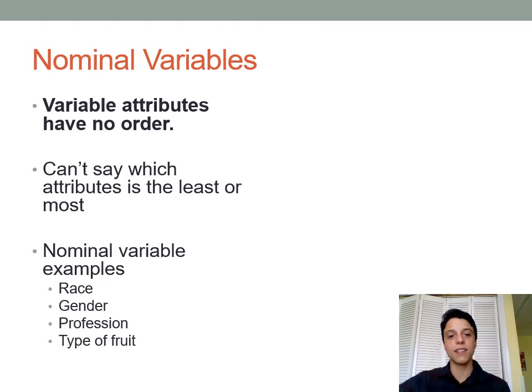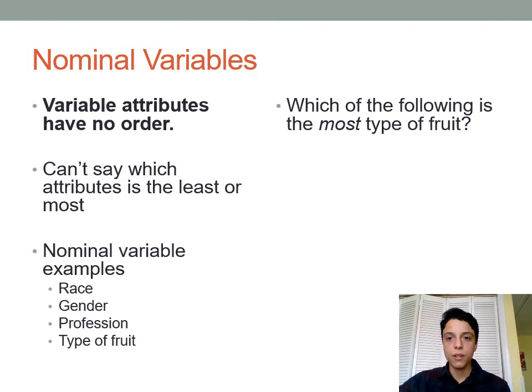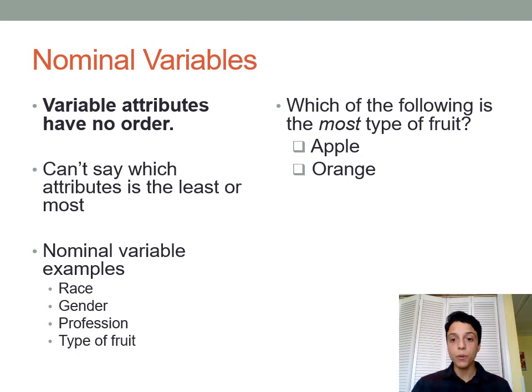with another example here is going to be type of fruit. You wouldn't say that any kind of fruit is more of a type of fruit than any other. So if you're trying to decide if something is a nominal level variable, the question that you want to ask yourself is, can you put the attributes in order? So thinking about types of fruit, which of the following fruits is the most type of fruit? That question doesn't make any sense at all. The reason it doesn't make any sense is that apples and oranges are just different types of fruit. You wouldn't say that one is more of a fruit than the other, they're just different types.